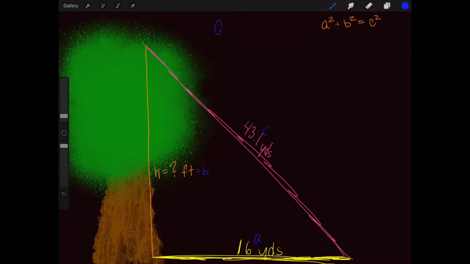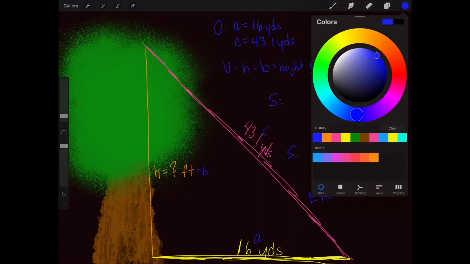So for our givens, we have A equals 16 yards. Our C equals 43.1 yards. Now we look at our unknowns. Our unknown is our height, or our B. And we're actually looking for this one in feet. That's what we want our final answer to be. We have an equation already, right here. Then all we have to do is substitute, solve, then evaluate results.